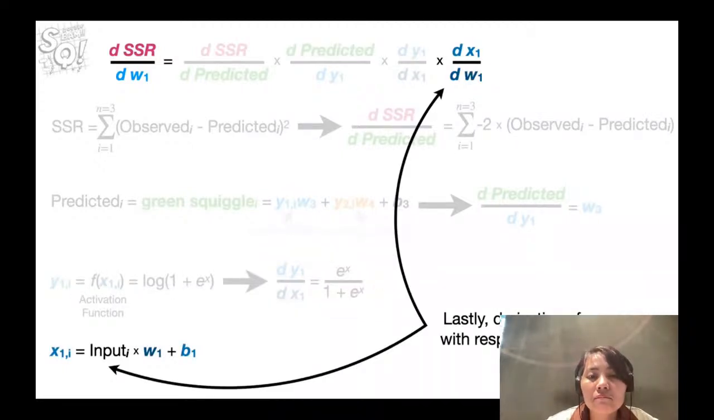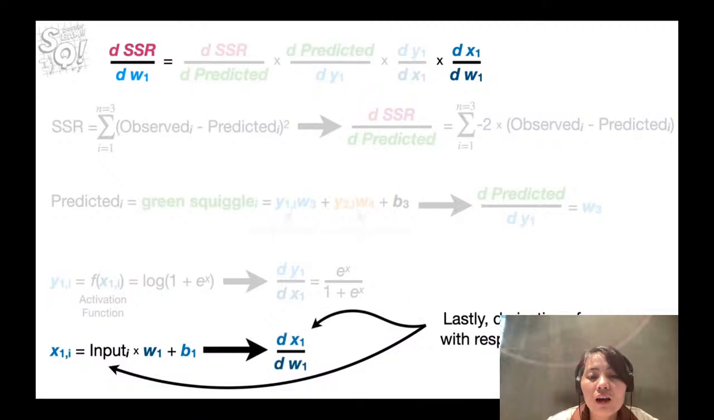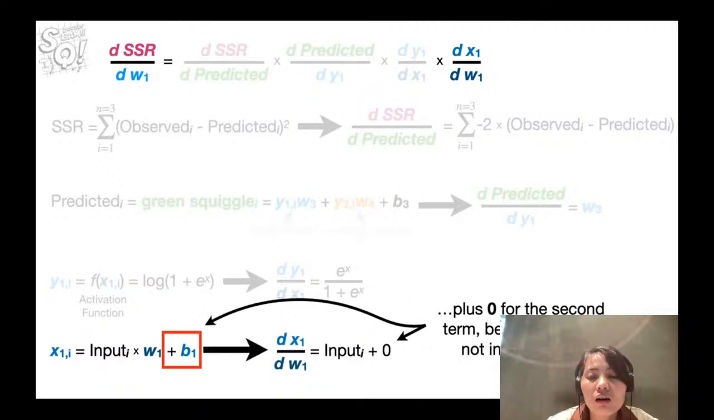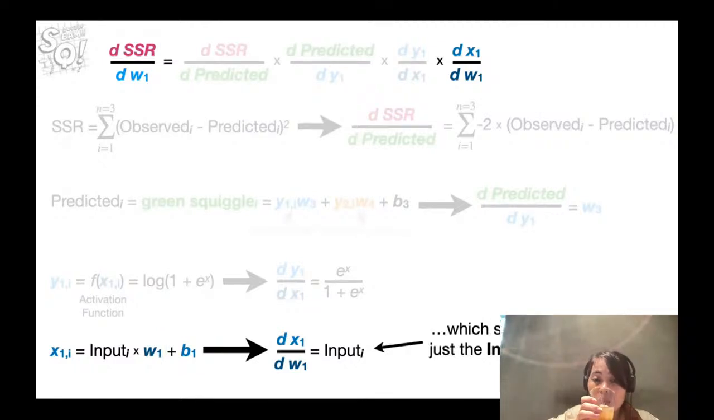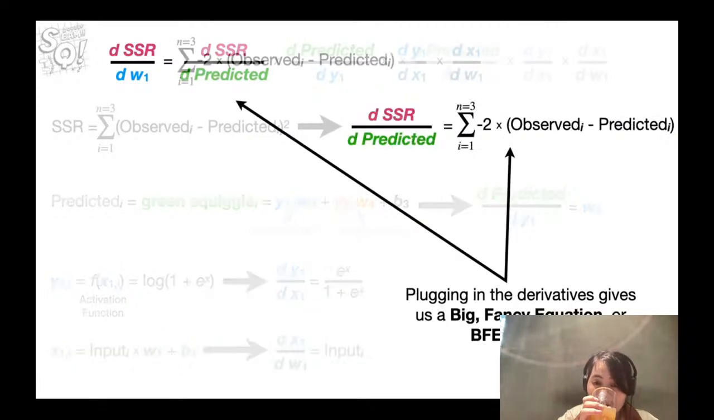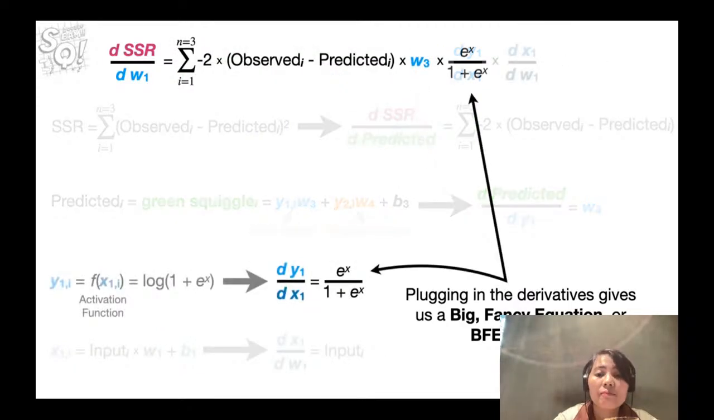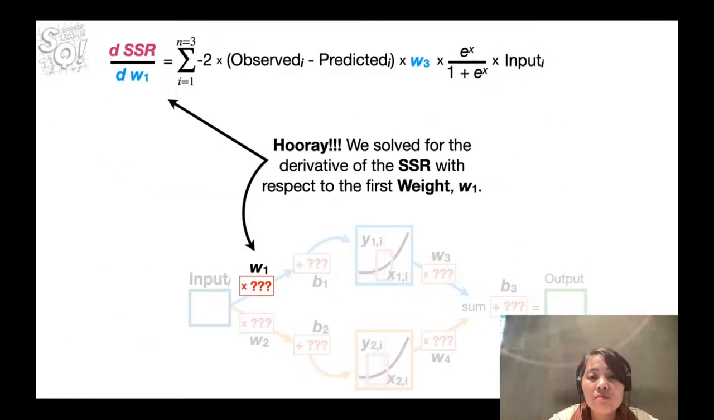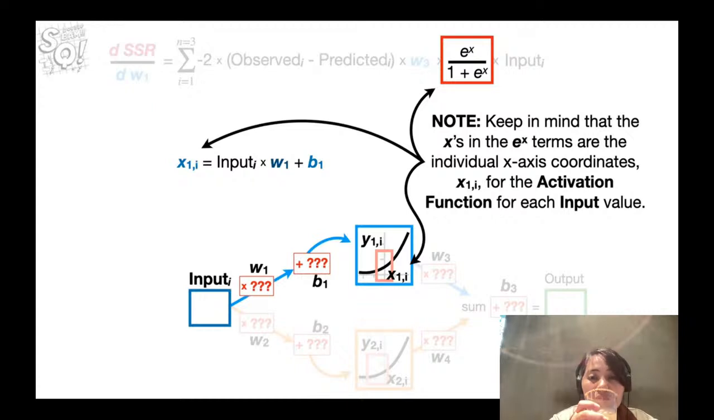Lastly, the derivative of x sub 1 with respect to w sub 1 is the input value for the first term plus 0 for the second term, because it does not include w sub 1, which simplifies to just the input values. Plugging in the derivatives gives us a big fancy equation, or BFE for short. Hooray! We solved for the derivative of the sum of the squared residuals with respect to the first weight, w sub 1. Note, keep in mind that the x's in the e to the x terms are the individual x-axis coordinates for the activation function for each input value.